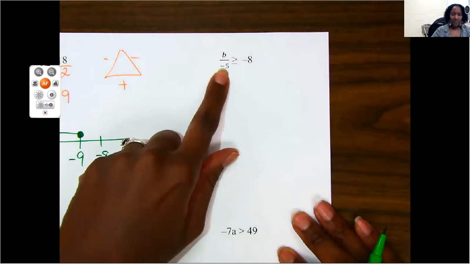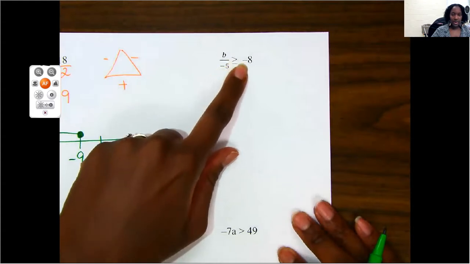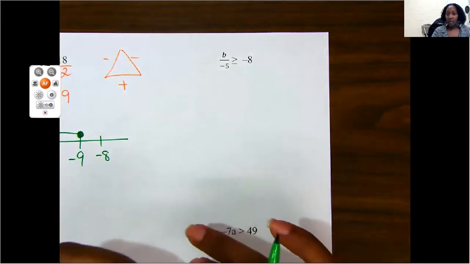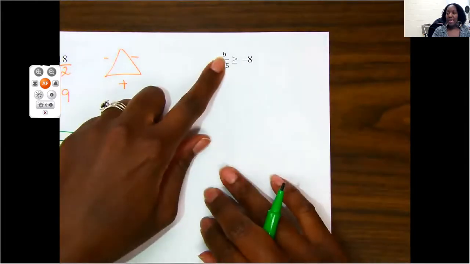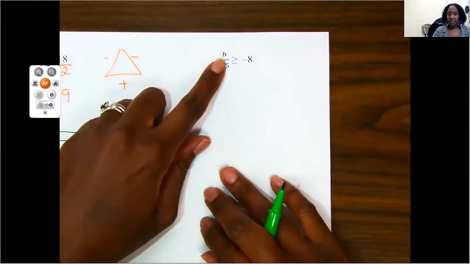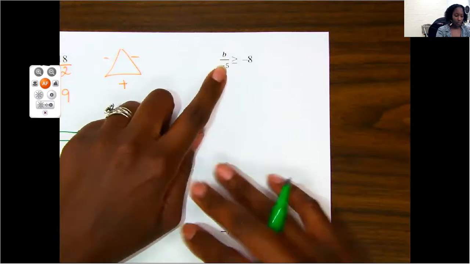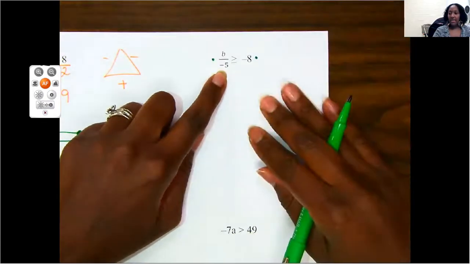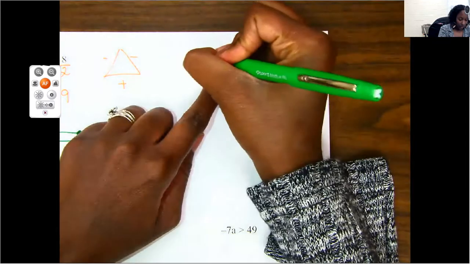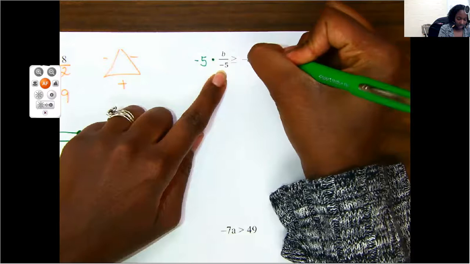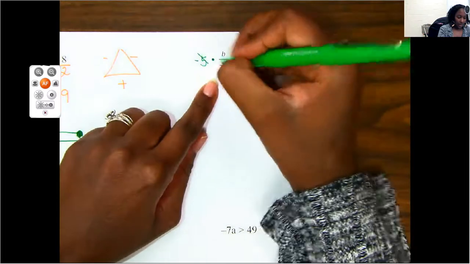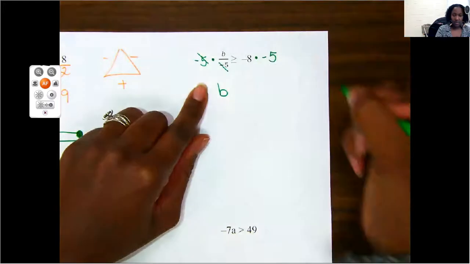Okay. Let's look at the next one. B divided by negative 5 is greater than or equal to negative 8. This is a division problem, and I want to get the variable B by itself. So I must do the opposite. The opposite of division is multiplication. I want B by itself, so I need to get rid of this negative 5. So that's what I'm going to be multiplying both sides by, a negative 5. Negative 5 and a negative 5 cancel out and leave me with a positive 1, or just my B.